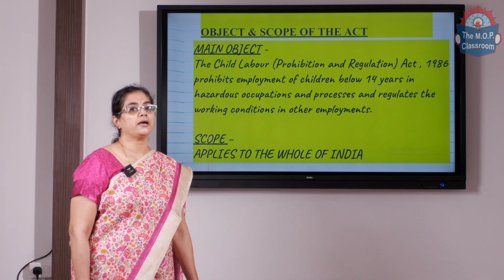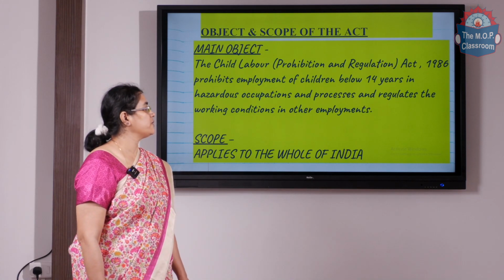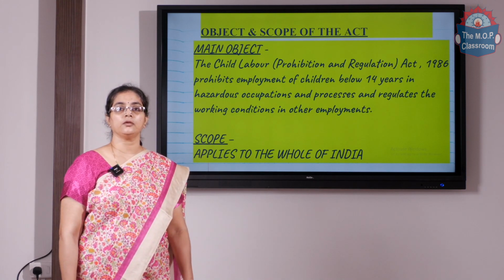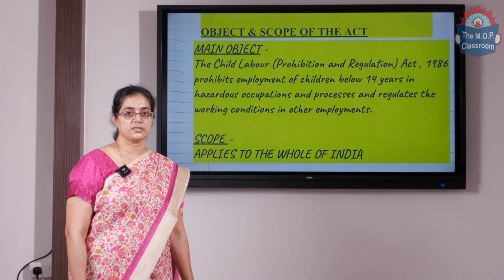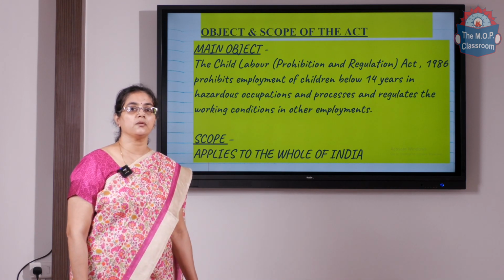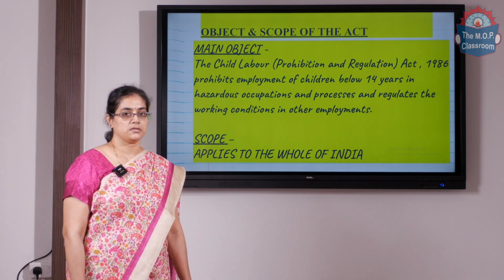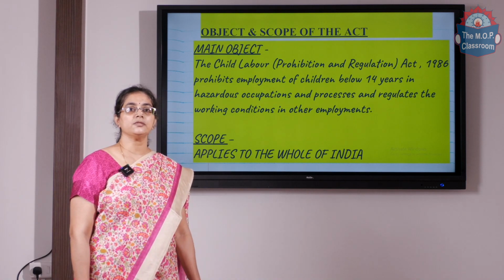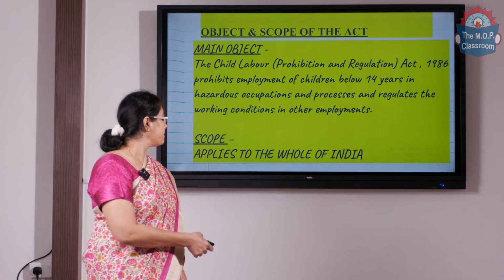The object of the Act, as defined under Section 3 of the Act, prohibits employment of children in certain hazardous occupations and hazardous processes, and tries to regulate the working conditions of children in all other occupations and processes. This Act is applicable throughout India to all the states and all the union territories in India. Now let us look at the important definitions in the Act.